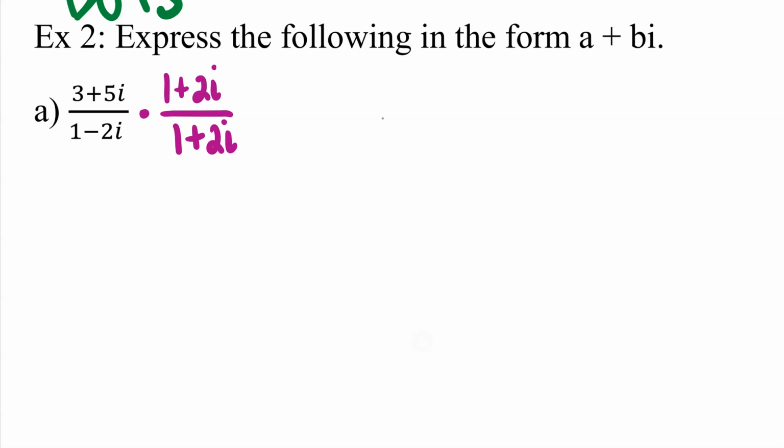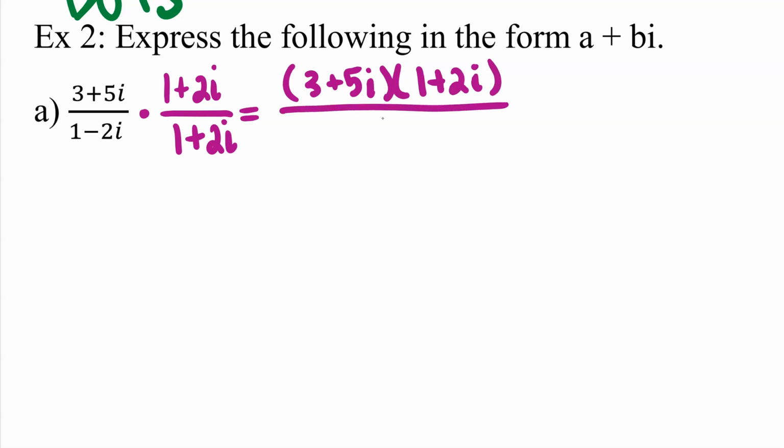So I'm going to multiply the top by 1 plus 2i, so 3 plus 5i times 1 plus 2i, and then the bottom, 1 minus 2i and 1 plus 2i. Okay, so we need to FOIL the top, we need to FOIL the bottom. So we'll do the whole example together.